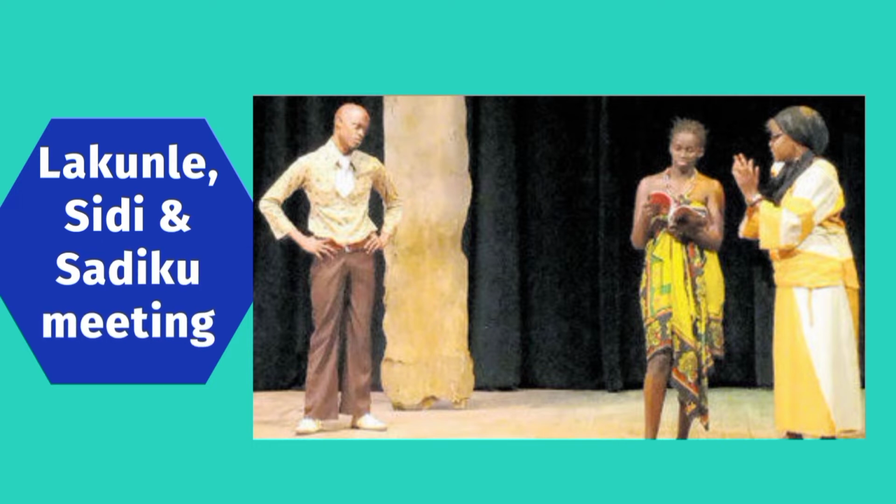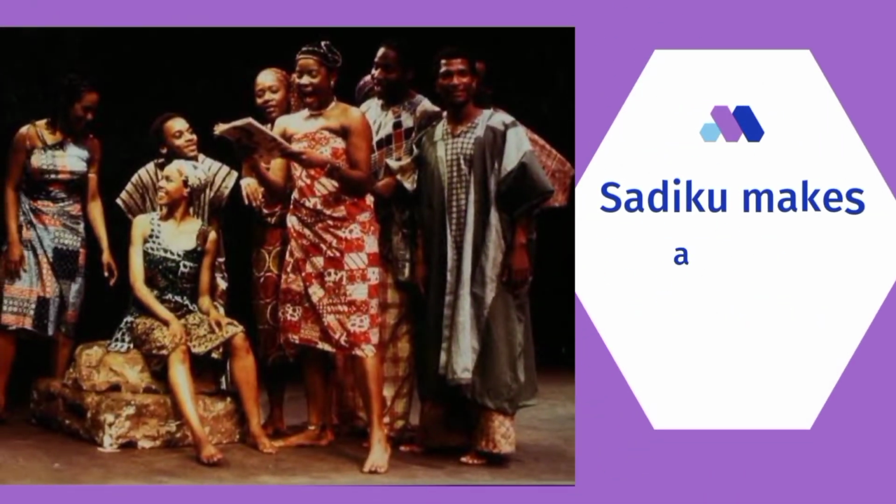Baroka, as the Baale of Ilujinle, was jealous of Sidi, and as a result, he sends his wife Sadiku to go woo Sidi, because Sidi is now the cynosure of all eyes. The meeting degenerated into a dispute between both parties. Sadiku tries to make a case for Baroka. Baroka is the leader of the Ilujinle people.